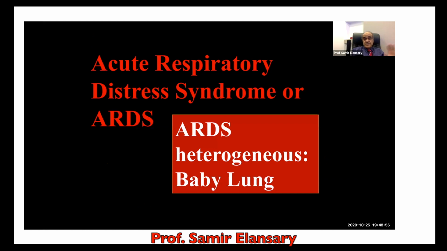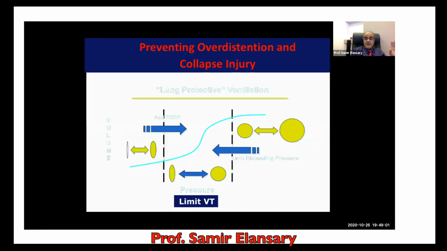Acute respiratory distress syndrome, as you know, ARDS is a heterogeneous baby lung, and you have to keep your lung in this area, avoid overstretching, avoid atelectatic area. And so keep your patient here with low pressure, high volume. This is the best area on the pressure volume curve for your patient.